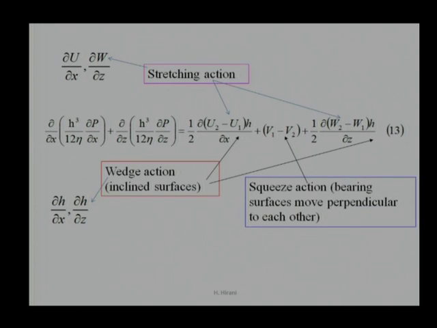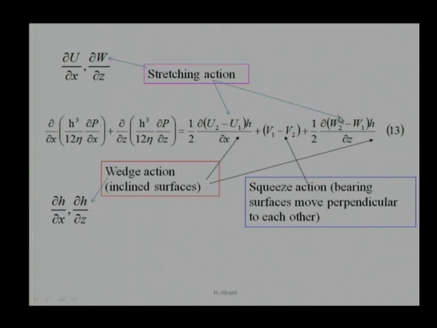Now, we can give some names to these terms. This is a pressure term, where we need to find the pressure after solving this equation, and these are the source terms. This source term u 2 minus u 1, if this variation is changing with respect to x, then it will be called a stretching term, stretching action.